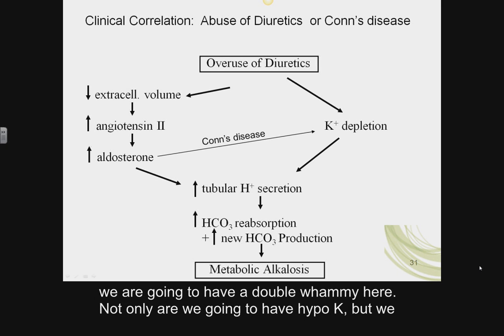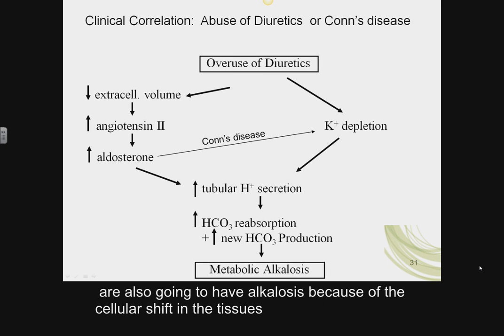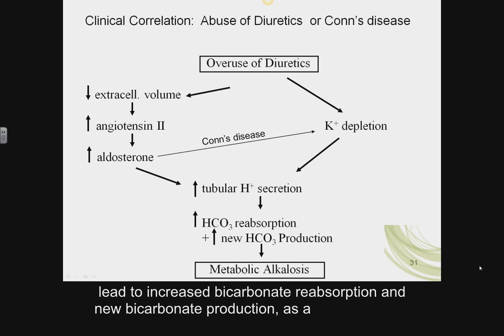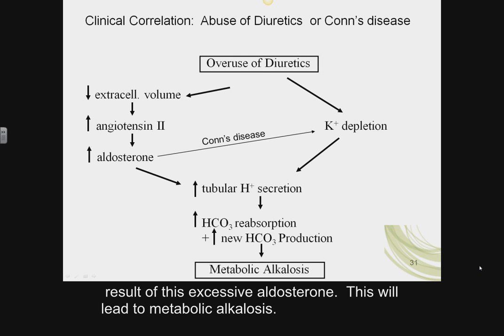Not only are we going to have hypo-K, but we are also going to have alkalosis because of the cellular shift in tissues for potassium and hydrogen, but also renal secretion of hydrogen. That is going to lead to increased bicarbonate reabsorption and new bicarbonate production as a result of this excessive aldosterone. This will lead to metabolic alkalosis.